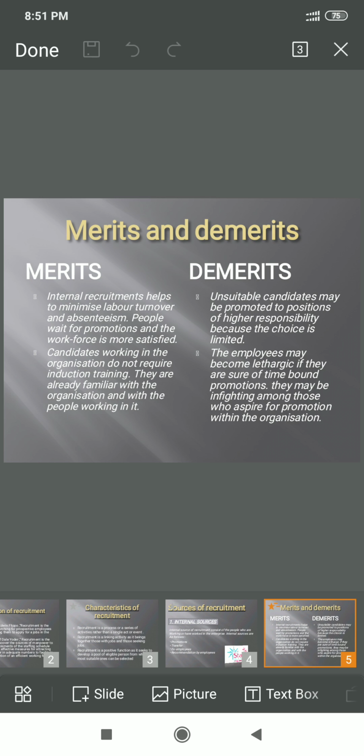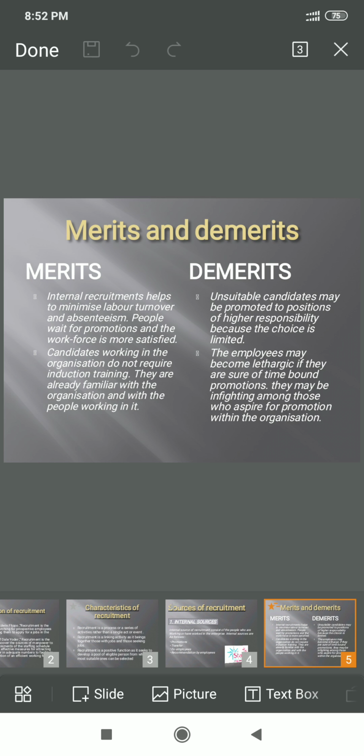People wait for promotions and the workforce is more satisfied. You know what? People are waiting for the promotions, so they are very, very particular in doing anything and everything. Even each and every detail is carefully taken care of by the employees working in the organization.